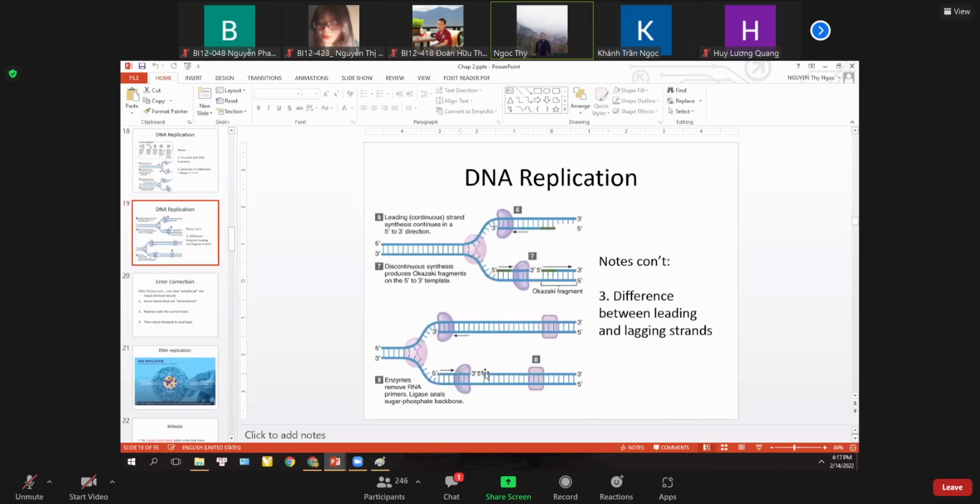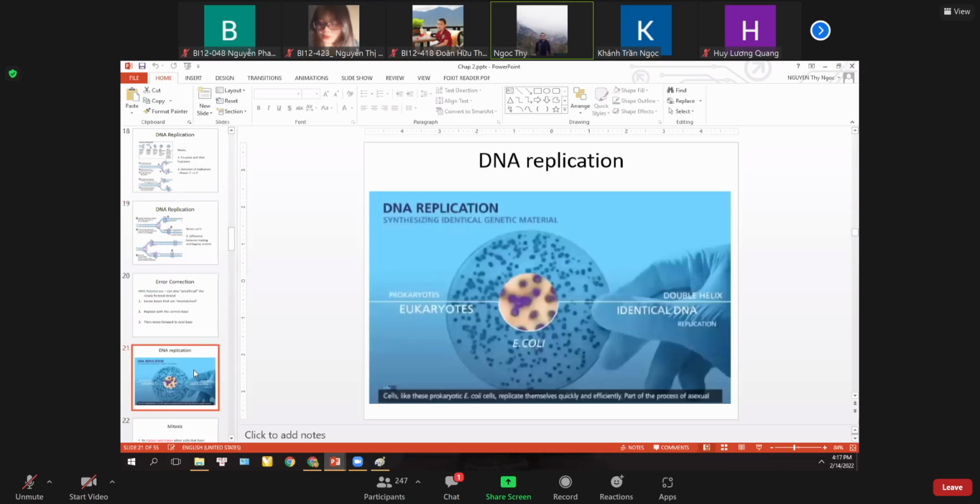So as a consequence, finally, from one parent strand, we will have two daughter strands with sequences exactly like each other. And let's watch a short animation to demonstrate how DNA replicates inside a eukaryotic cell. Okay.